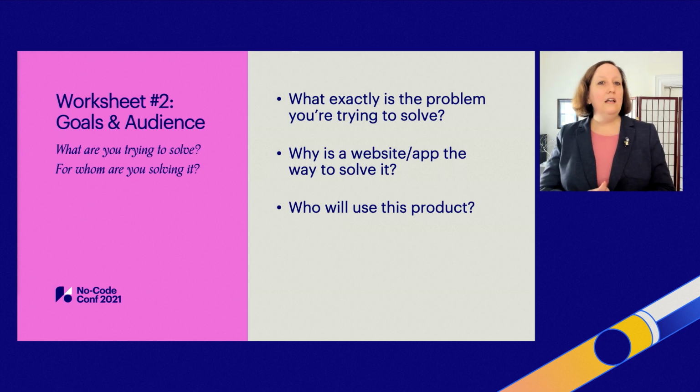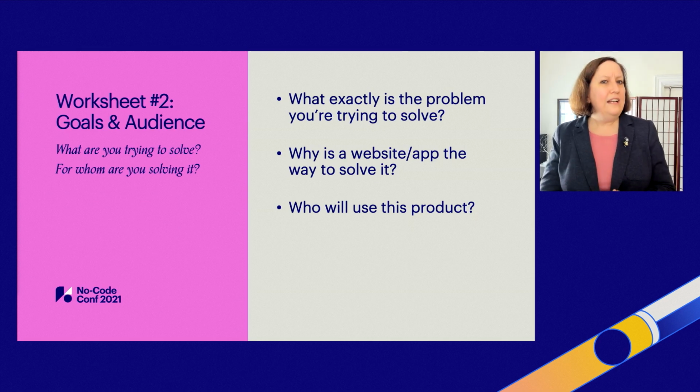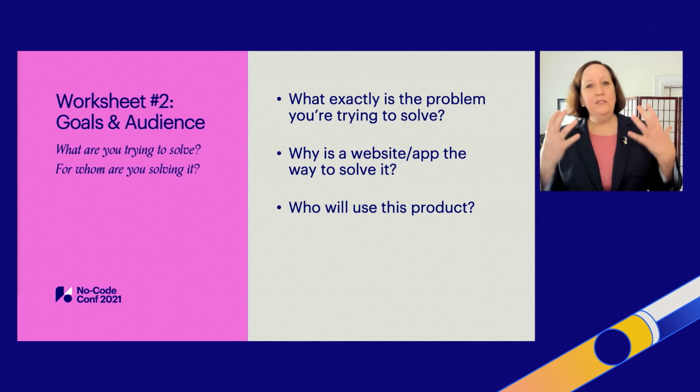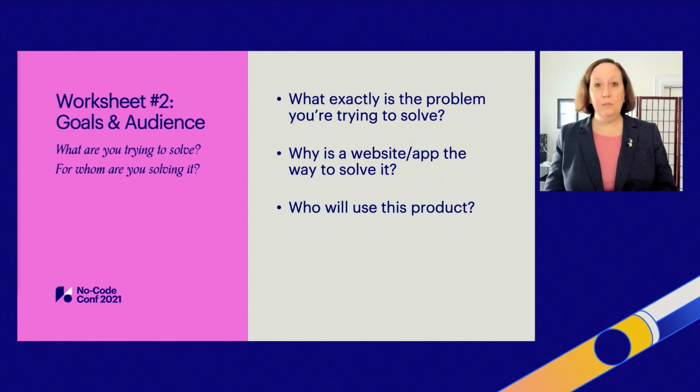And then finally, get very, very specific about who will use this product, as specific as possible. Where do they live? What are they thinking about? What kind of technology do they have? What kind of connection to the internet do they have? What exactly are they? Where are they in the world when this particular problem happens? What technology is at hand to address that particular problem?